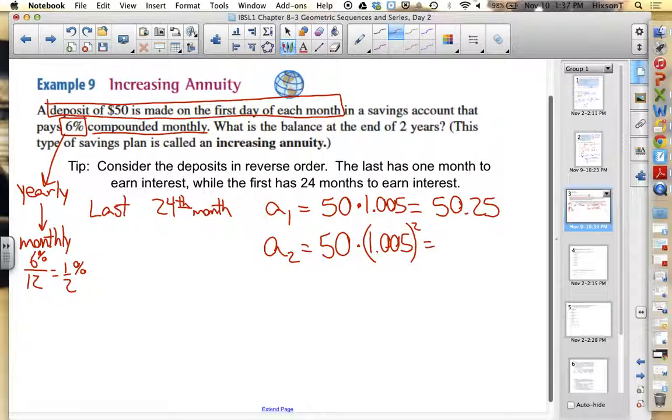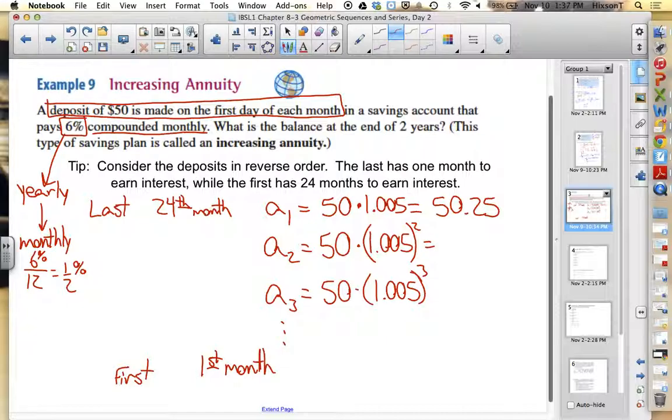Okay, I don't know what that is off the top of my head, but regardless, that's how we figured it out. So then the third from the last month, 50 times that number cubed. And so on. So let's come down here to the very first month. So it'll be 50 times 1.005 to the 24. The first month is a sub 24.